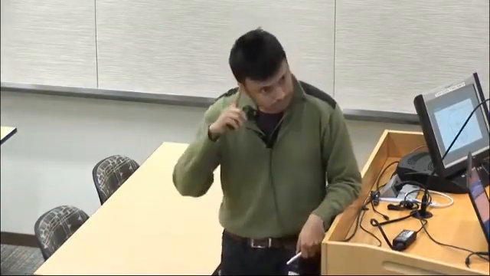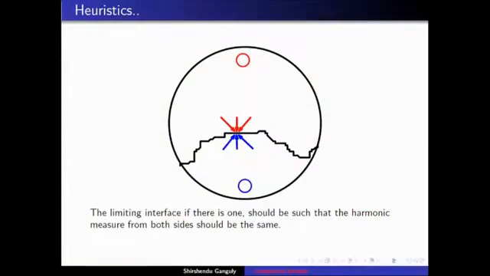Okay, all right. So these are some of the initial comments, and now let's see why one can expect this to be true. Why you can expect the interface to be like a geodesic.